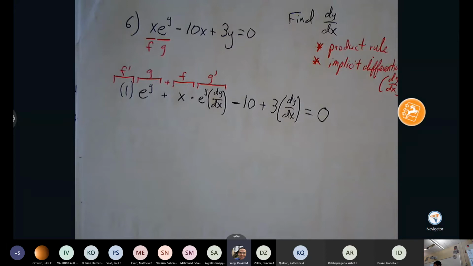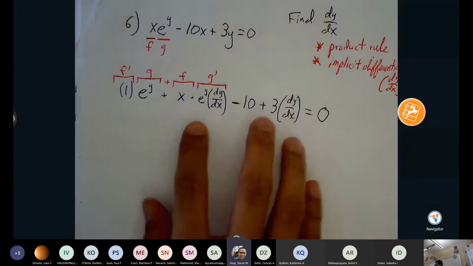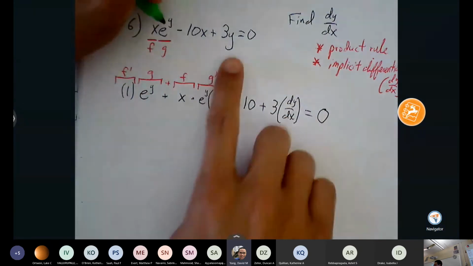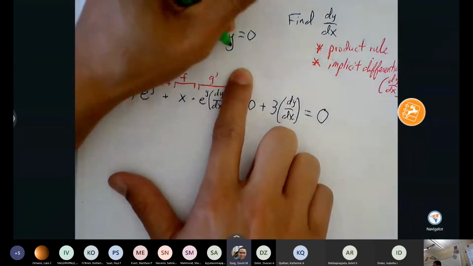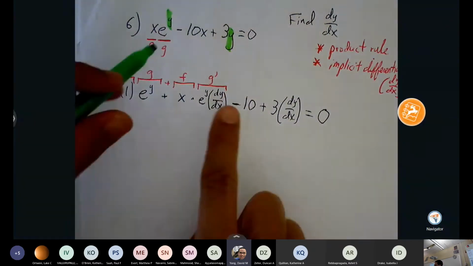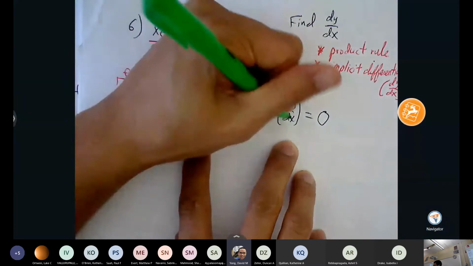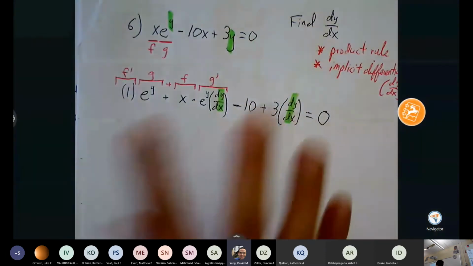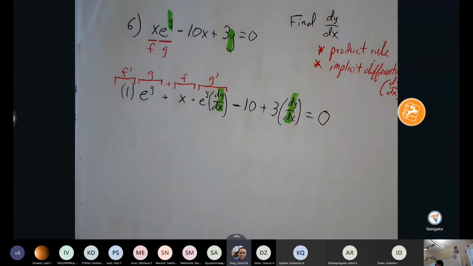I want to point out something else. This is something I like to do just to make sure I have everything in place. A quick check: I count how many instances of y's I see in my original problem, and that's exactly how many dy dx's will pop up in my next step. So I have 2 y's, I should see 2 dy dx's, and that's exactly what I have. So that's just a quick check to make sure that we didn't lose track of a dy dx, or include an additional dy dx that we shouldn't have. Just a quick check there.